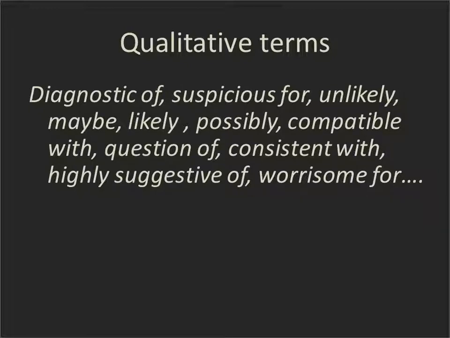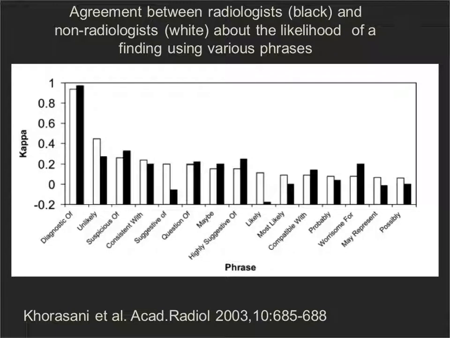There are a lot of qualitative terms that we use, and this is actually kind of interesting. People have done research into this. Here are some of the qualitative terms that we use in our reports: that something is diagnostic of, suspicious of, consistent with, highly suggestive of, and so on. Let me show you one study that actually looked at these. They took a whole bunch of radiologists and clinicians, and they took these various phrases that you can see listed down here on the x-axis.